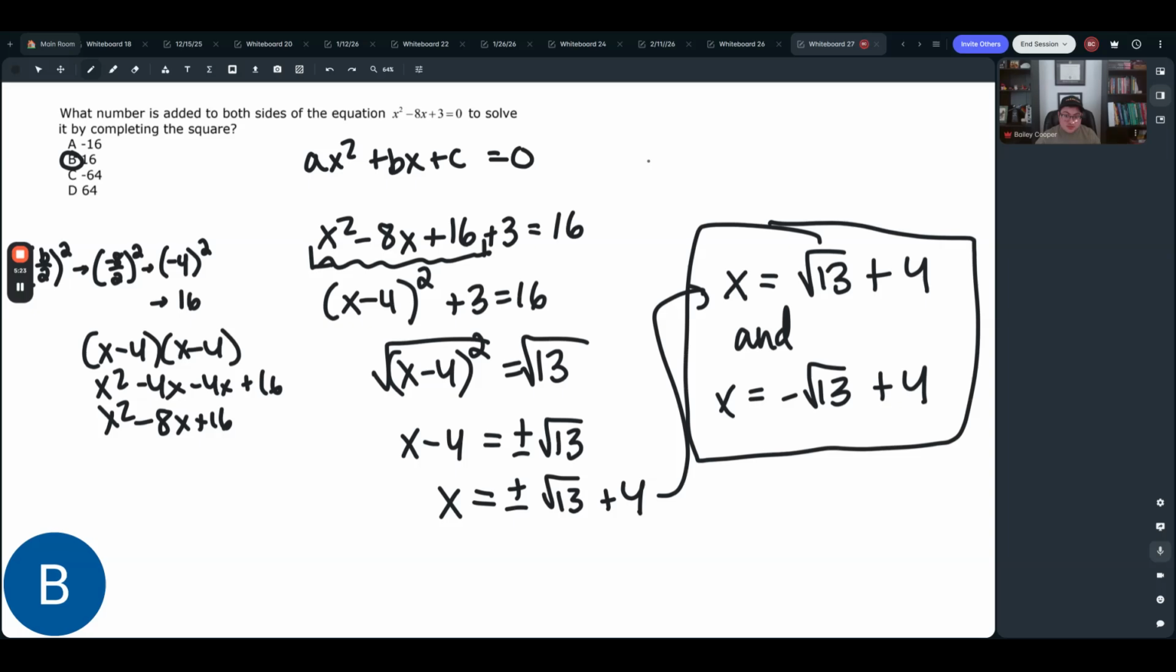So yeah, that's completing the square. Usually the reason that they make you do that is either to convert your standard quadratic equation into vertex form, or to make it a little bit easier to solve for x without having to go to the quadratic formula. So yeah, good tool to have in your arsenal.